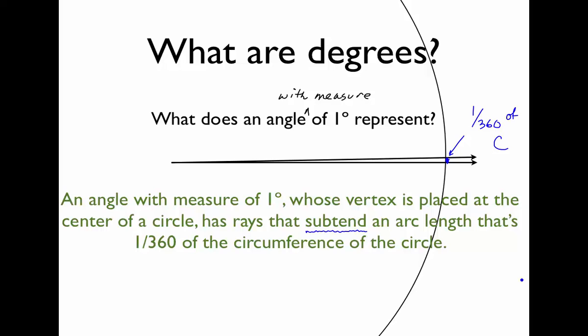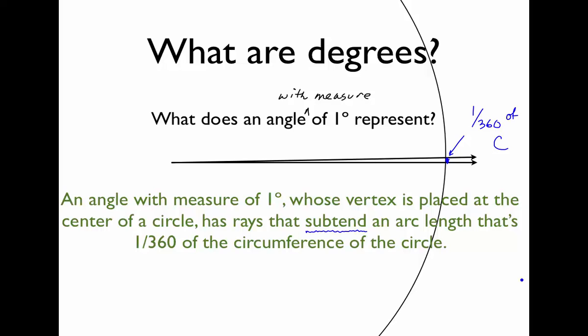So given the context here, what do you think the word subtend means? Tim, do you have an idea? What does subtend mean, given the context of this definition? So the rays subtend an arc length. What are the rays doing? They're subtending an arc length of 1/360th. What's that? It's the distance that is between the rays.